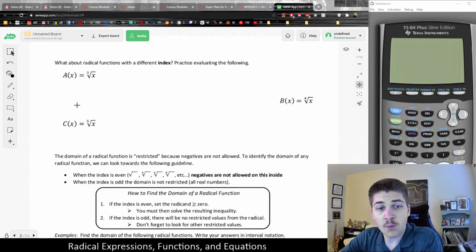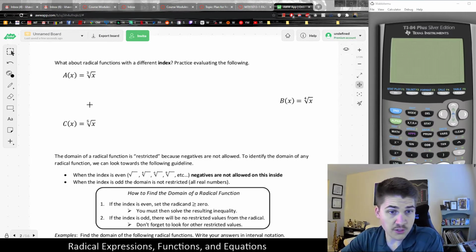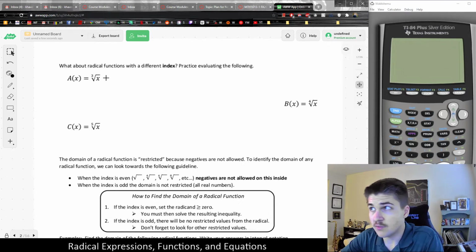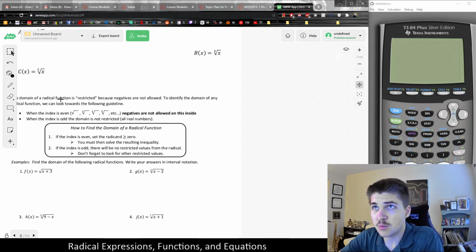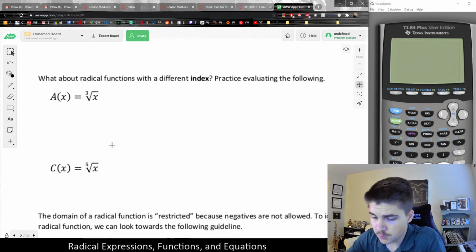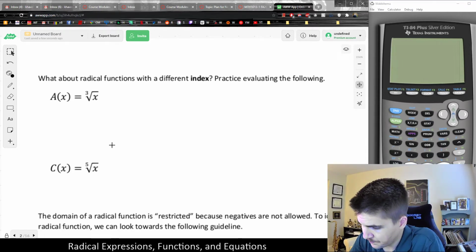Now, I mentioned this before, but when the index is different, the function will behave a little bit differently, and we'll be looking for the cube root or the fourth root or the fifth root of a number instead. But when the index is odd, one of the things I mentioned in the last videos was that negatives were not allowed. That trait does not apply anymore, because when we have an odd index, say for example a cube root, negatives actually work just fine.